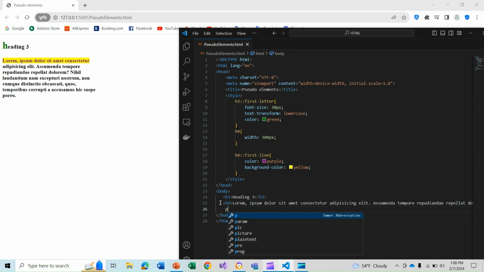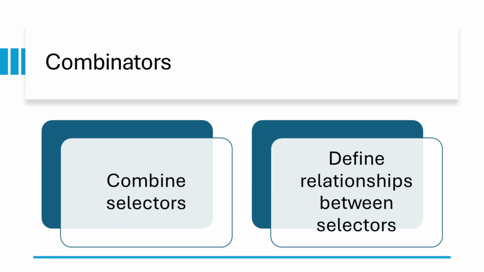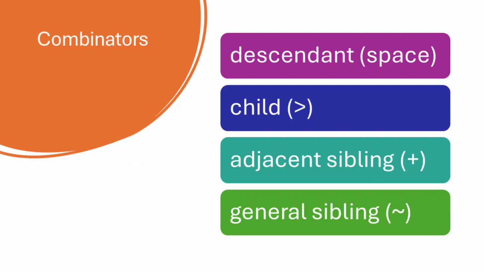In this video we will cover combinators and pseudo-elements in CSS. With combinators you can combine selectors, and with them you define a relationship between selectors. In this picture you can see combinator selectors: descendant, child, adjacent sibling and general sibling selector.